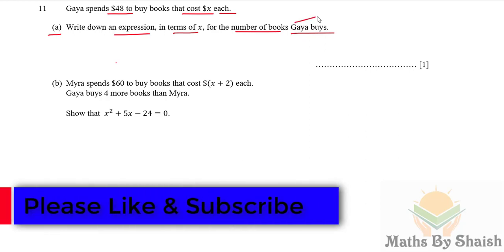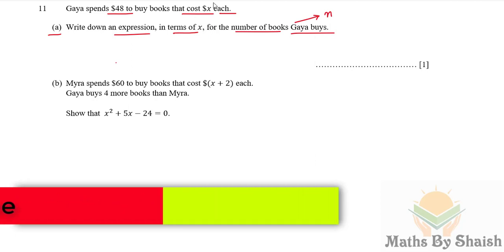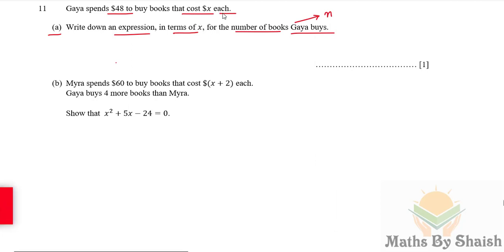So let the number of books Gaya buys be N, and we know that the cost of each book is X dollars. So the total amount is going to be N times X dollars. But according to the question, Gaya has spent $48, so this is the same as $48, and hence the number of books, that is N, would be 48 over X. So the first answer is 48 over X.